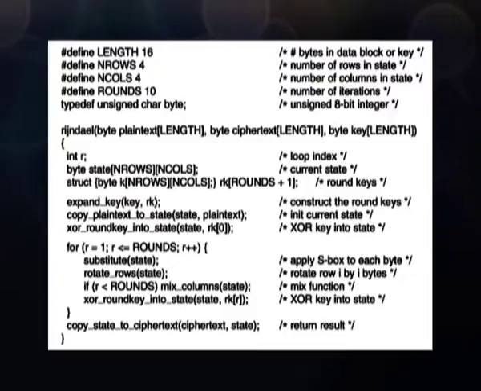Step 3 mixes up each column independently of the other ones. The mixing is done using matrix multiplication, in which the new column is the product of the old column and a constant matrix. Finally, step 4 XORs the key for this round into the state array. At the end, the contents of the state are returned as the cipher text.